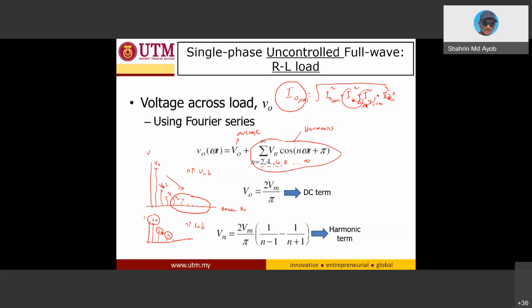Understand? This harmonic is very important, because we will deal with the harmonics in our chapter on inverters. It doesn't matter if the voltage is big or something. For the further harmonics, they're going to be close to zero. Very, very small, almost zero.